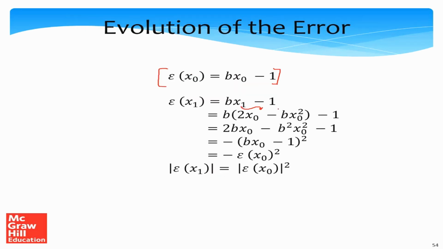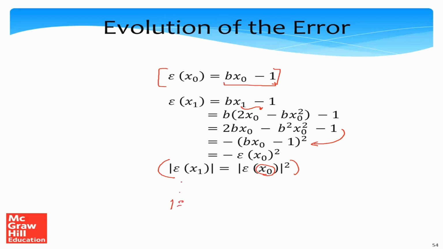So b x1 minus 1 is b times (2x0 minus b x0 squared) minus 1. We do a little bit of algebraic manipulation till we come to this result. So the error is minus of (b x0 minus 1) squared, and b x0 minus 1 is the error of x0. So this will become minus of the error of x0 squared. So we can alternatively say that the error at point x1, its absolute value, is equal to the square of the absolute value of the error at x0.